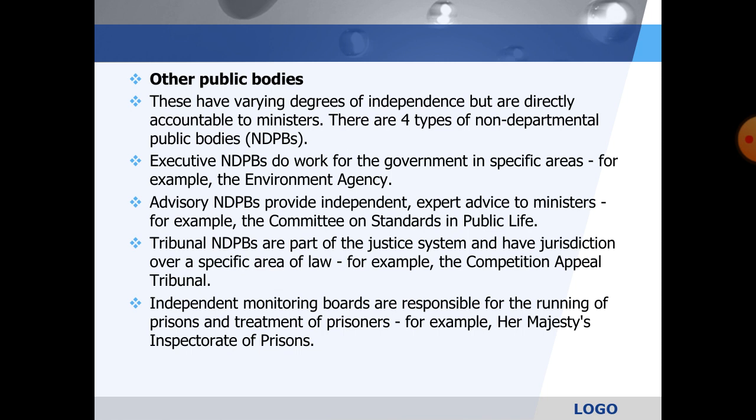Tribunal bodies are part of the justice system and have jurisdiction over a specific area of law, for example, the Competition Appeal Tribunal. Independent monitoring boards are responsible for the running of prisons and the treatment of prisoners. For example, Her Majesty's Inspectorate of Prisons.